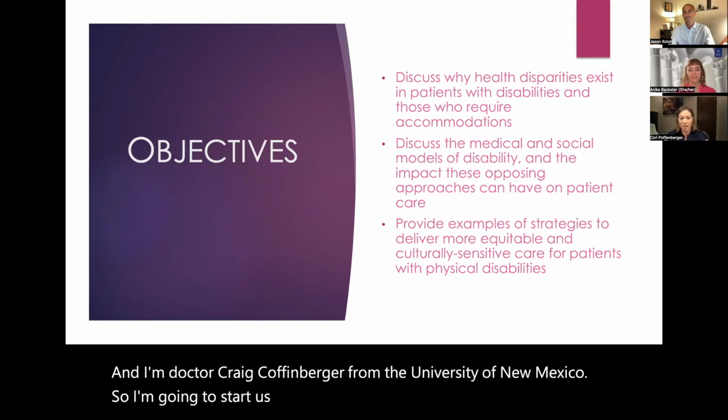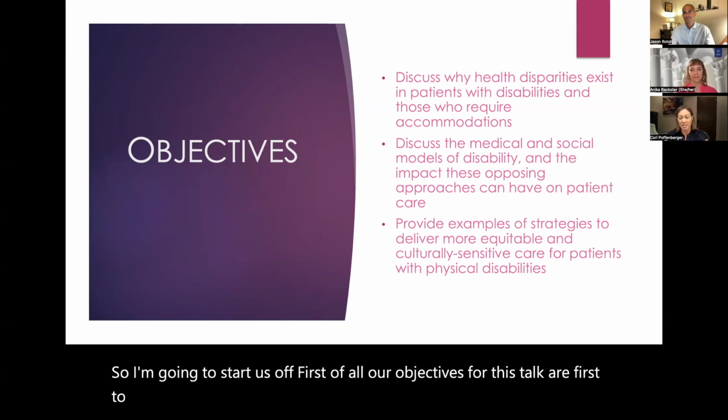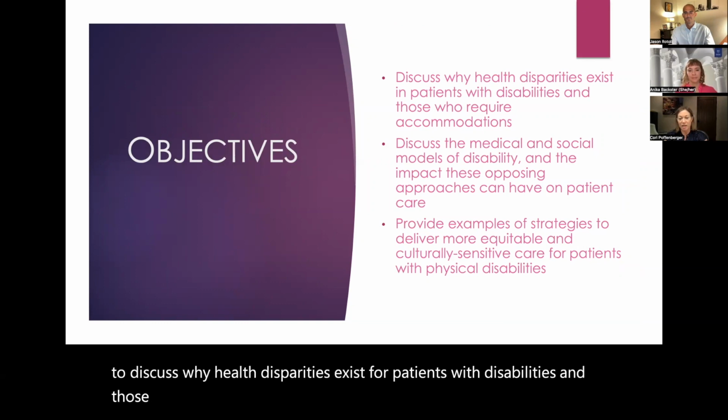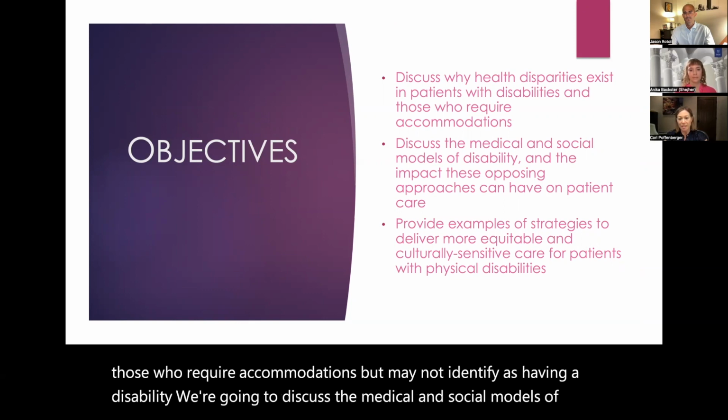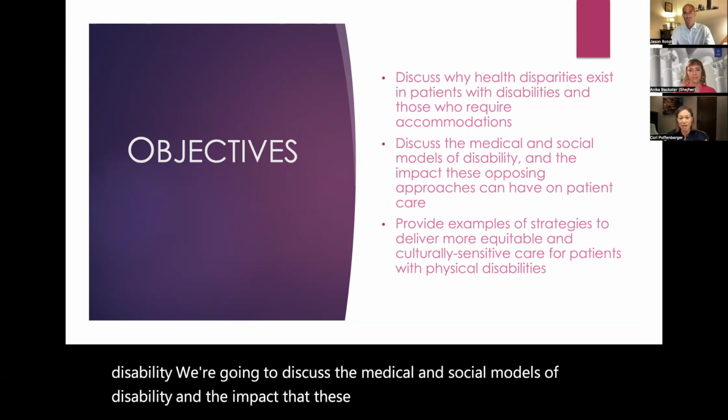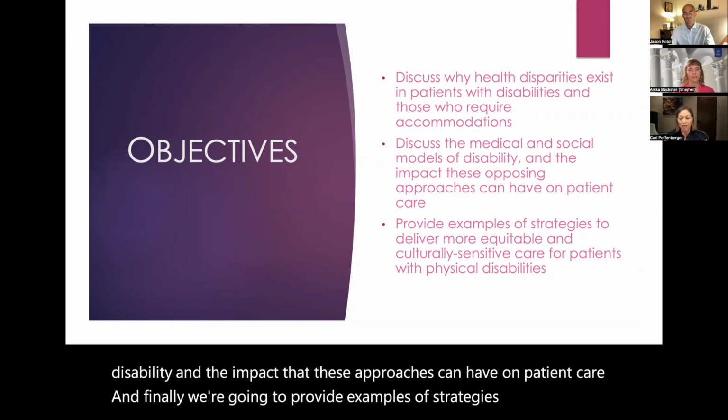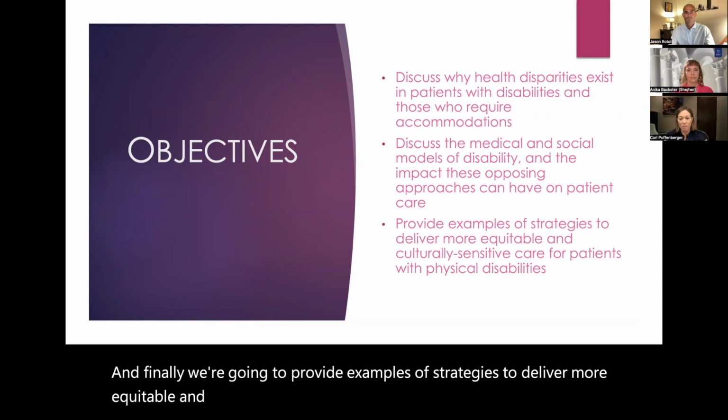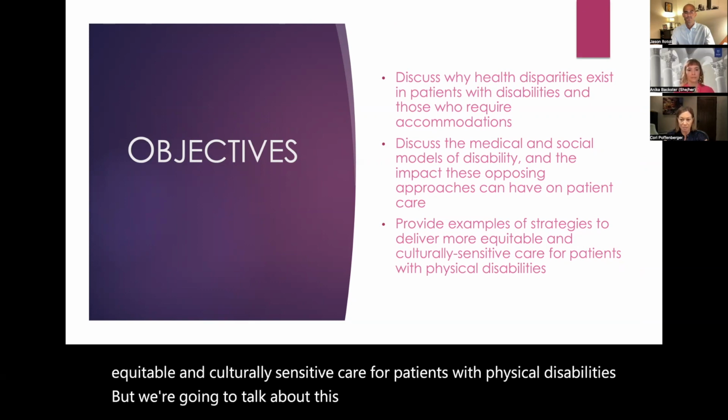First of all, our objectives for this talk are first to discuss why health disparities exist for patients with disabilities and those who require accommodations but may not identify as having a disability. We're going to discuss the medical and social models of disability and the impact that these approaches can have on patient care. And finally, we're going to provide examples of strategies to deliver more equitable and culturally sensitive care for patients with physical disabilities, but we're going to talk about this for other types of disabilities as well.